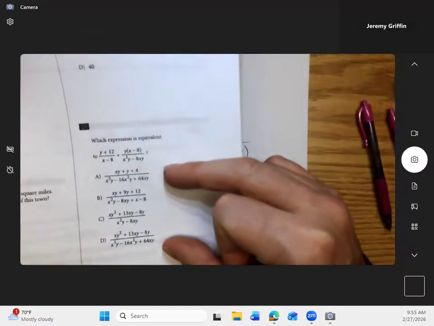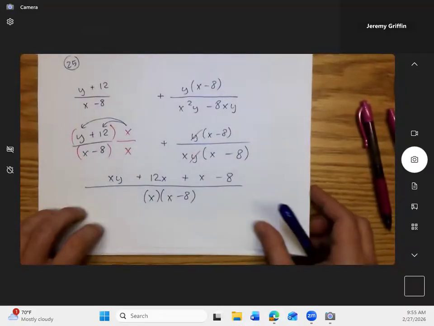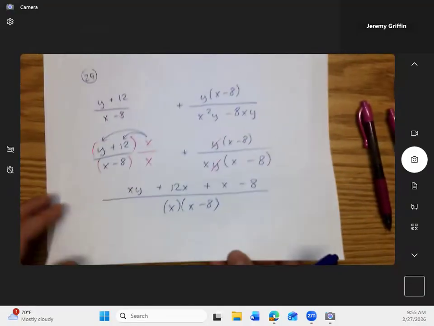Okay. They made this unnecessarily messy. Guys, look at all their answer choices. Yeah, they have a bunch of y's in the denominator. All right, well, I don't like that they did that, but they did. So let's start over. We have to start over.